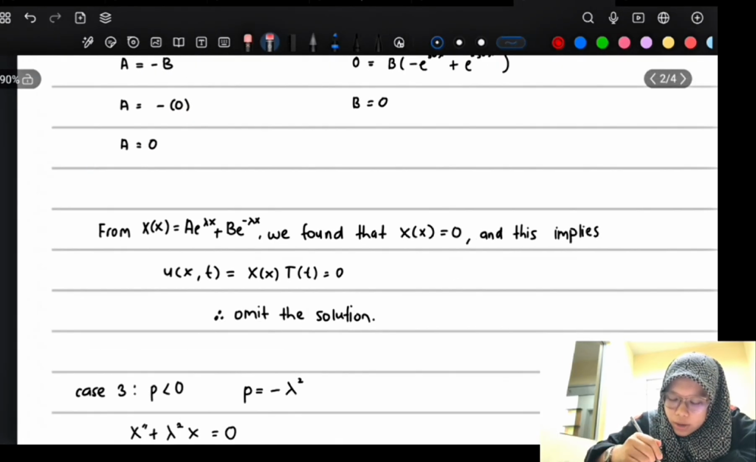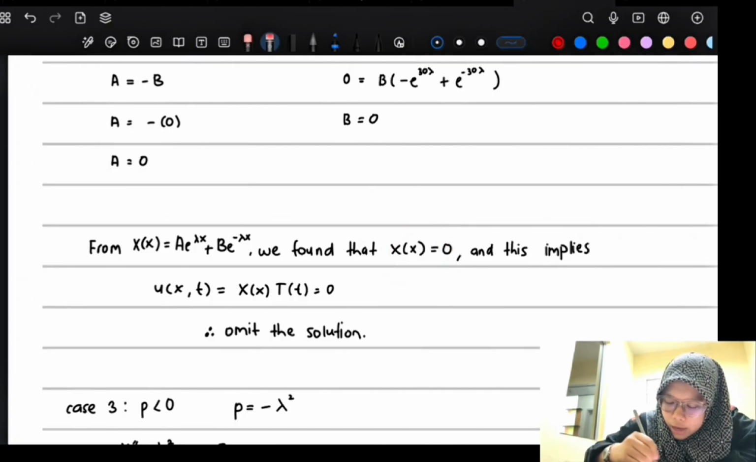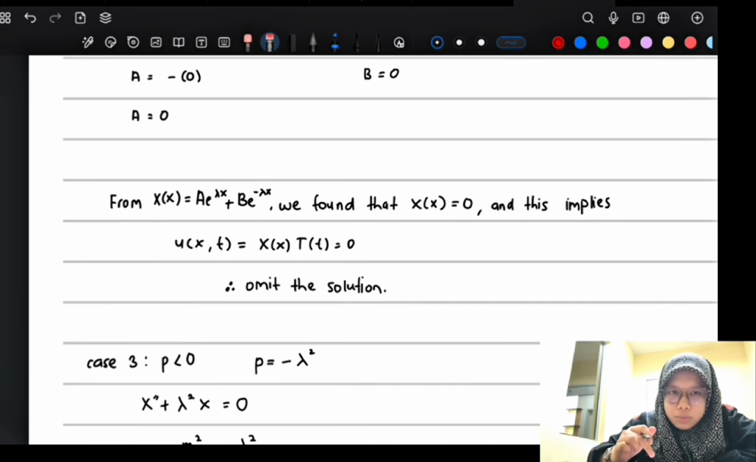So from x(x) equal to a exponent lambda x plus b exponent negative lambda x, we found that x(x) equal to 0. So this implies u(x,t) equal to x(x) T(t) equal to 0. So that we will also omit the solution. So that's all. Then I will pass to Livia.